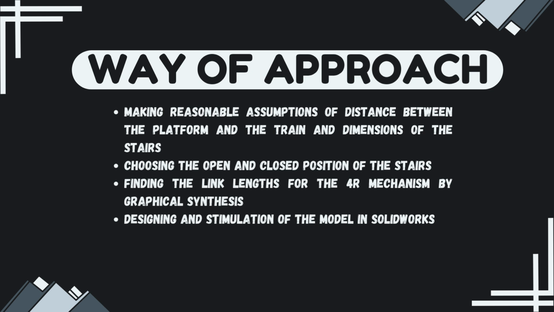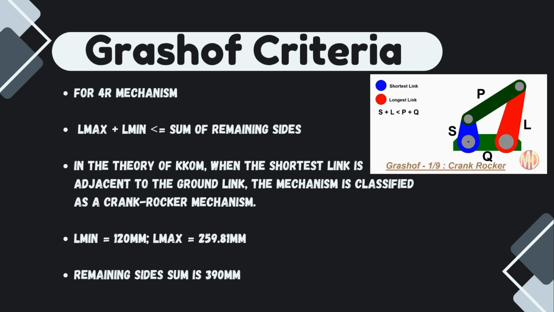Our approach involved several key steps. First, we made reasonable assumptions about the distance between the platform and the train, as well as the dimensions of the stairs. Next, we defined the open and closed positions for the ladder. We then used graphical synthesis to determine the necessary link lengths for the 4R mechanism. Finally, we designed and simulated the complete model in SolidWorks.